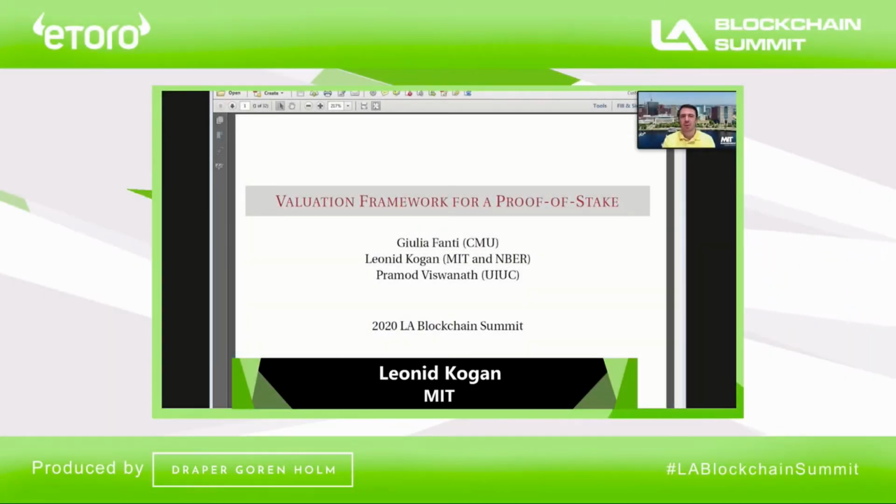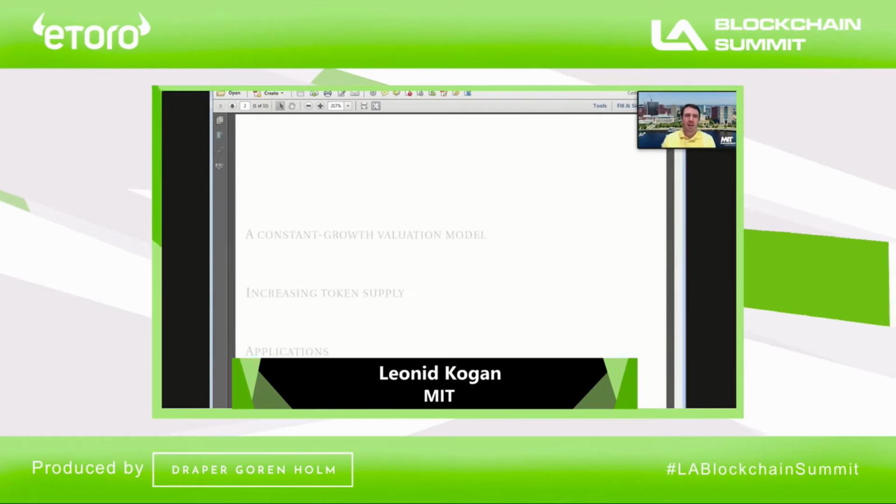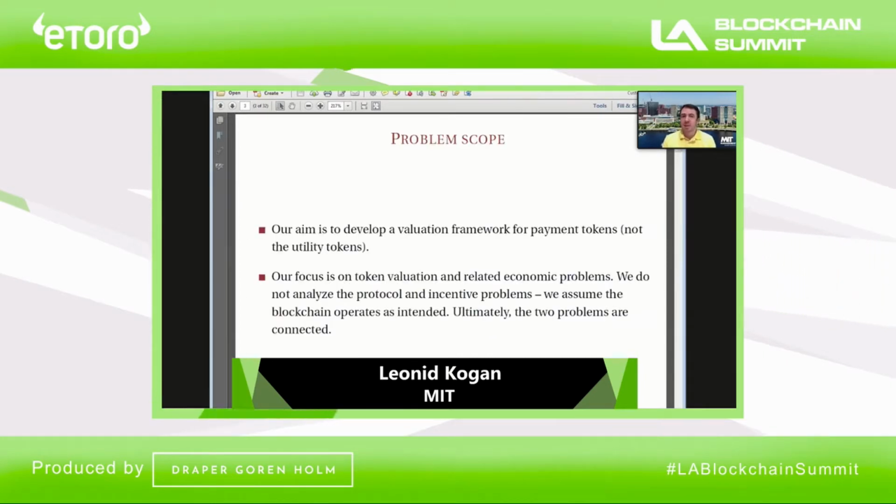I will talk about the project on valuation under the Proof-of-Stake Protocol. Let's start with the scope of the problem that we cover here. Our objective is to develop a valuation framework for payment tokens, not the utility tokens, payment tokens. And we will be focused on the valuation problem and related economic problems.